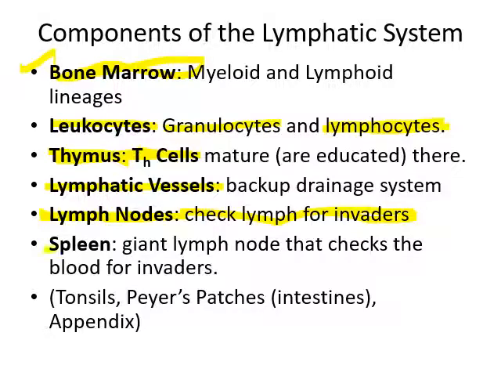The spleen is in fact a giant lymph node that checks the blood for invaders. And from the last lecture, we also learned that one of the main purposes of the spleen is to destroy and recycle the components of worn out blood cells. There are some other immune tissues, the tonsils and so on, the appendix. We're not going to really talk about those in this course because this is only an introductory anatomy course.